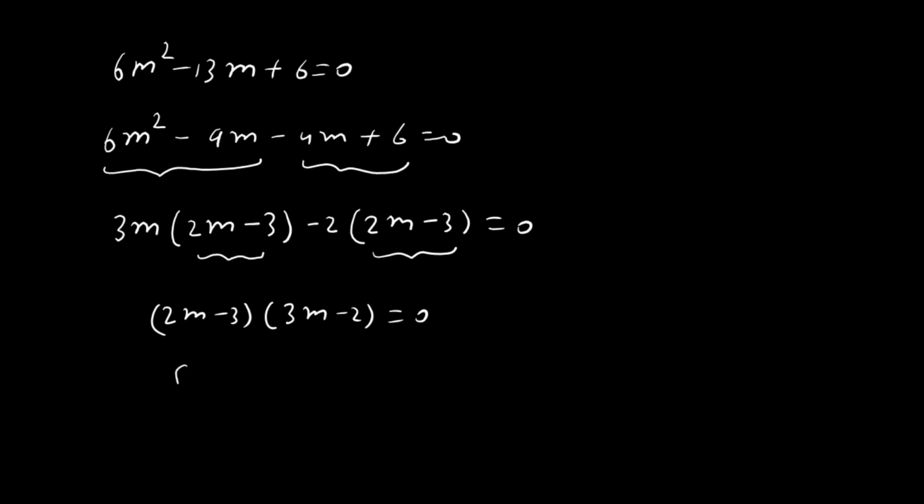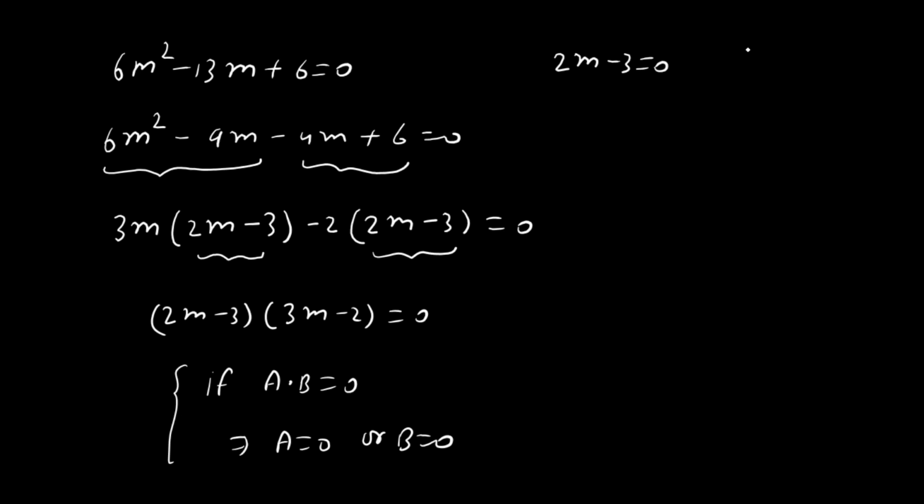And we know that if a times b is equal to 0, this implies a is equal to 0 or b is equal to 0. So by using this rule, here 2 times m minus 3 is equal to 0, 3 times m minus 2 is equal to 0. So here the value of m is 3 over 2, and here the value of m is 2 over 3.